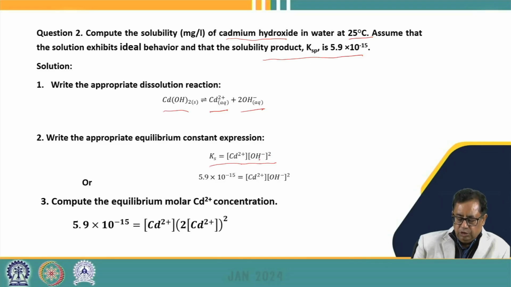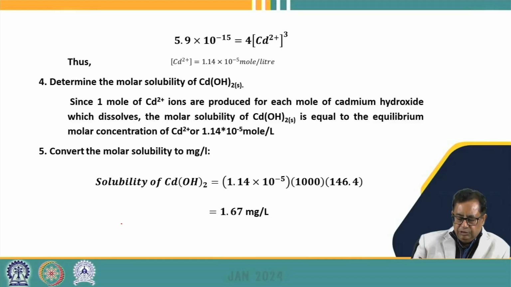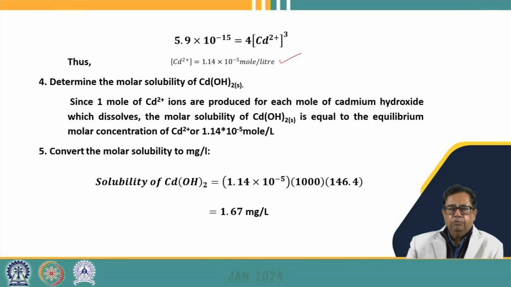Because the molar concentration of the hydroxide is twice that of the cadmium concentration, we can replace it here with the equilibrium molar concentration of cadmium, and the hydroxide molar concentration, which is 2 times the cadmium concentration, whole square. So this gives us the solubility product. This means that we can calculate the cadmium concentration at equilibrium, which comes out to be 1.14 into 10 to the power minus 5 moles per liter.